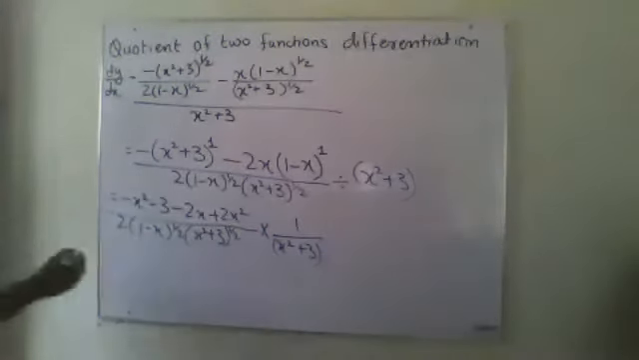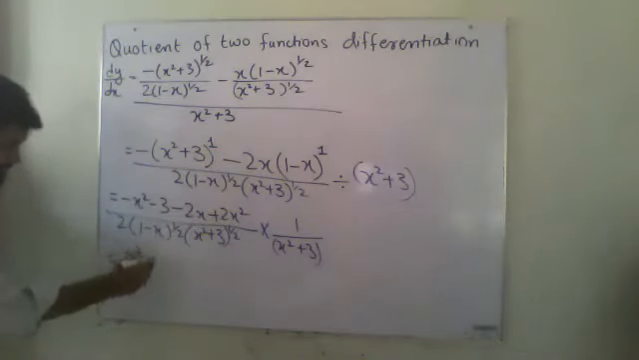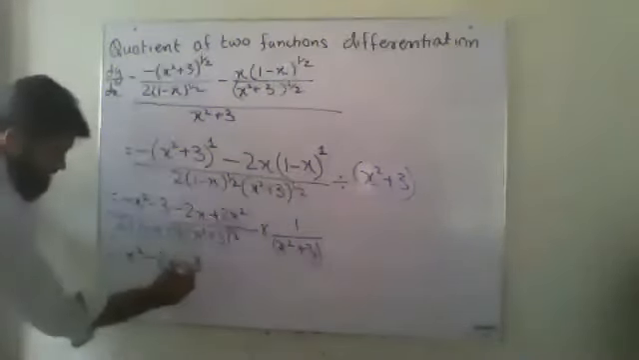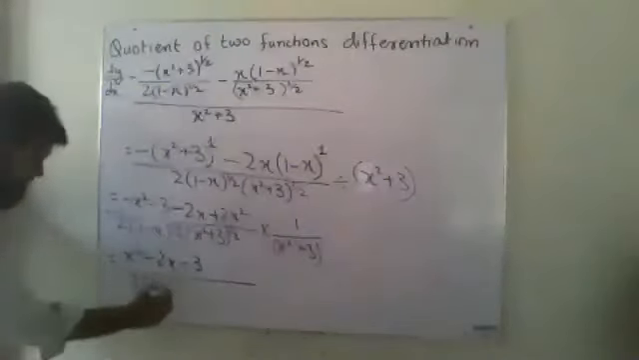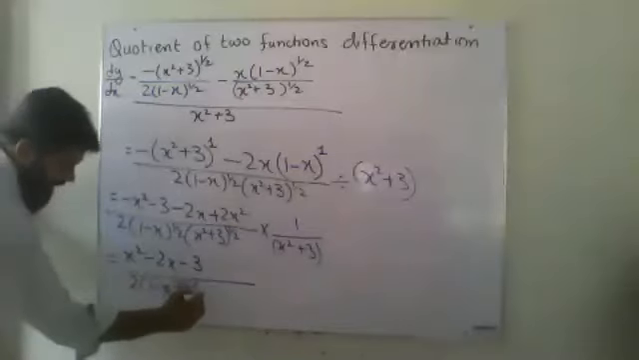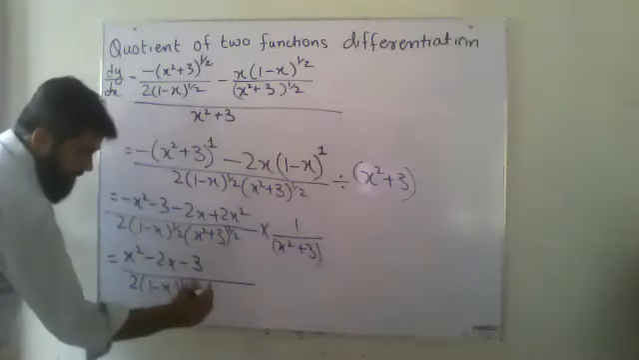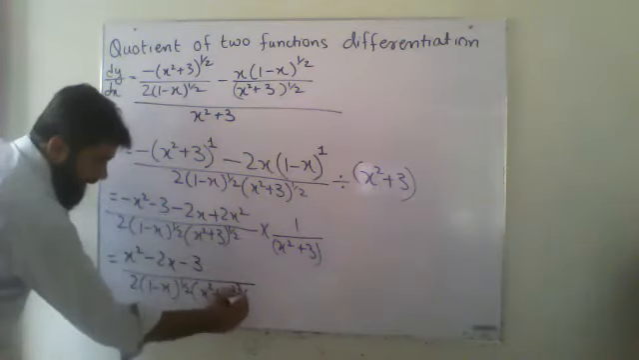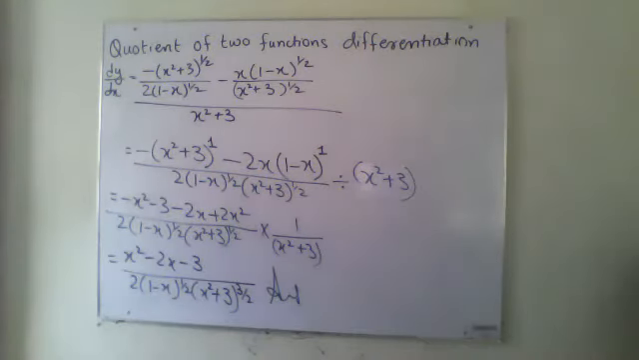Further simplification: minus x square plus 2x square will be x square minus 2x minus 3 upon 2, 1 minus x whole power half x square plus 3 power half, x square plus 3 power 1. Again, same bases are being multiplied, so powers will be added, and 3 upon 2 will be your final power on x square plus 3, and that is your final answer.